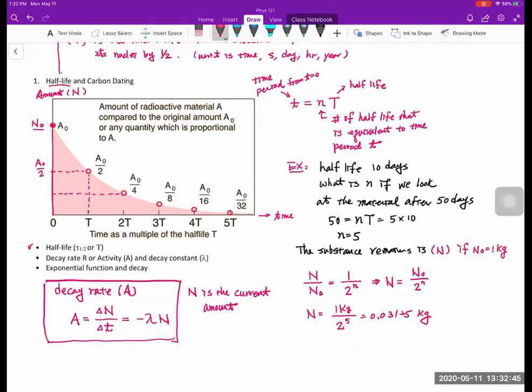N depends on what time you're looking at. If time is one half-life, it will be half of the original. If it's 2, then it will be a quarter of that. So N is not a constant. Don't think of N as a constant. This lambda over here is another terminology we have to define. This is called the decay constant. This decay constant is a constant.